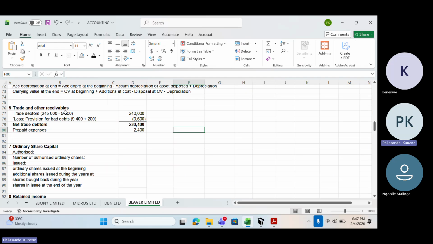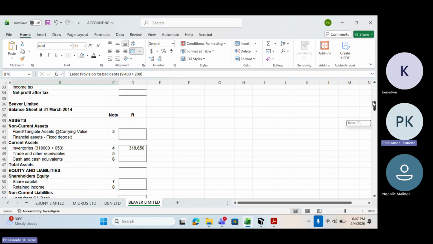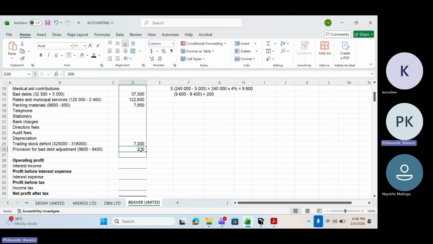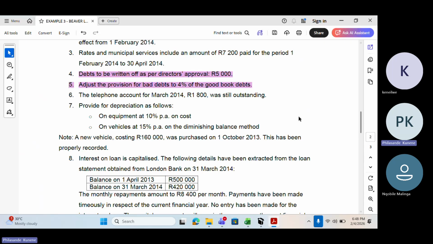On the note, we said 245 minus 5,000, and then we got 240. But this 5,000, we added it on the bad debts there, if you remember. And then here we're saying 9,400 plus 200, you're getting 9,600. But on the income statement, we said 94 minus 96, we got 200 there as part of our provision for bad debts adjustment. You can see here we have 200, but that side we have 96. And then for bad debt, we added 5,000 here. That side we said minus 5,000. So we need to be careful on those things. They don't have to confuse us.